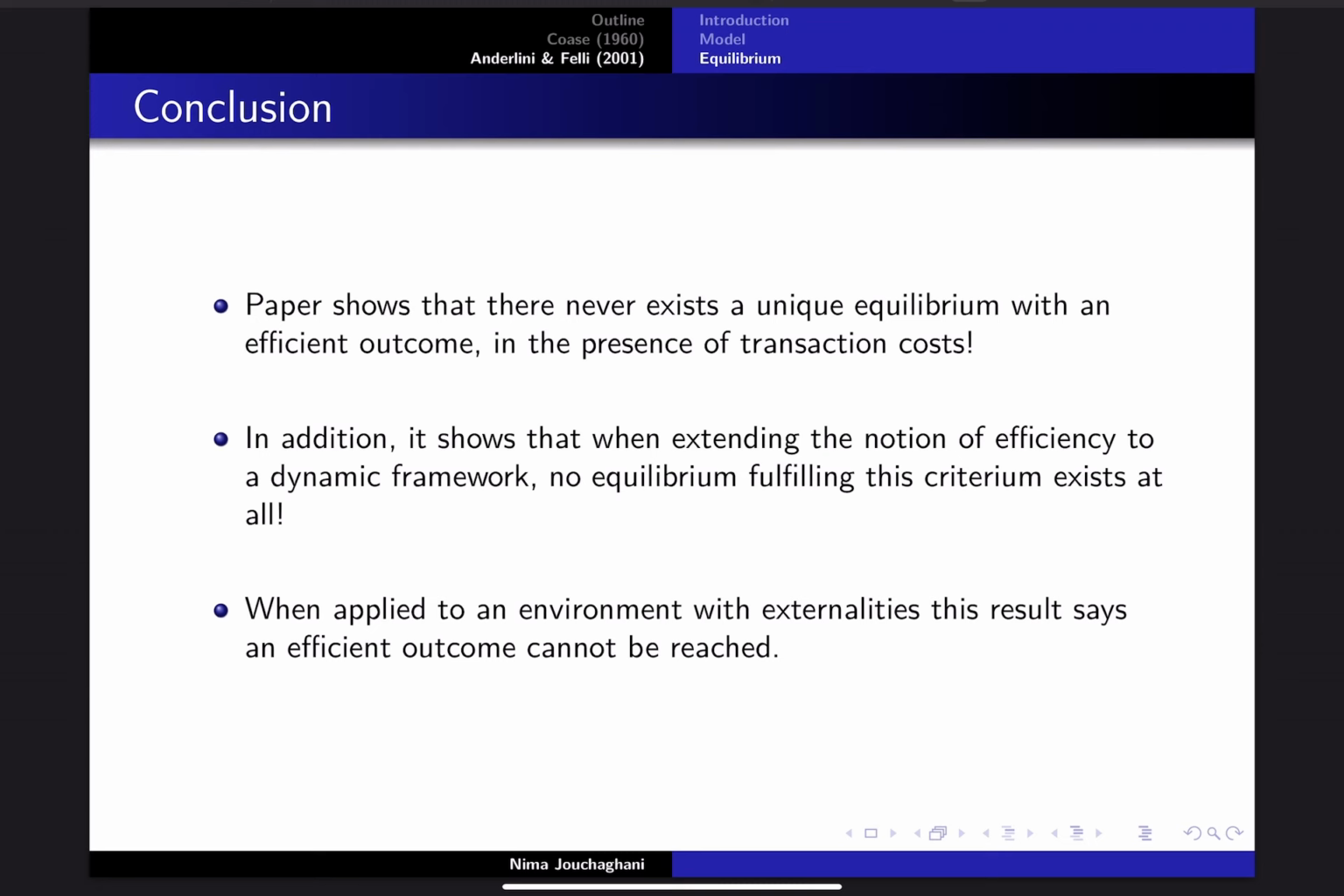And if you would apply this to an environment with externalities, for instance where the prices are derived via a market mechanism, but the parties in the market need to bargain over the payment of the externality, so how much one party has to pay to the other party, and you apply this model to this environment, it is saying that an efficient outcome cannot be reached. They will potentially never find an agreement over this payment. So it's saying that the market itself cannot reach an efficient outcome. It cannot efficiently deal with the externalities if we have transaction costs. And that's the basic punchline of the paper.